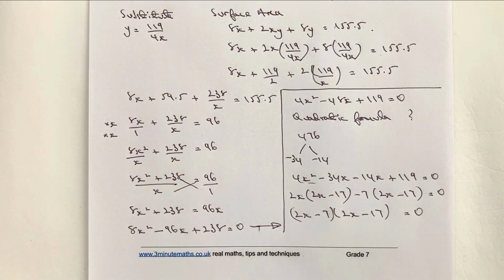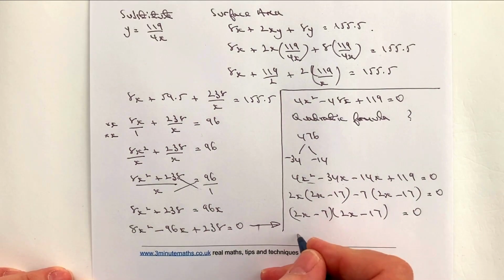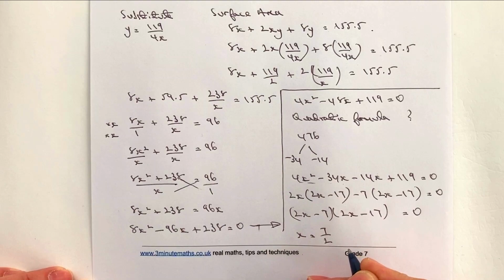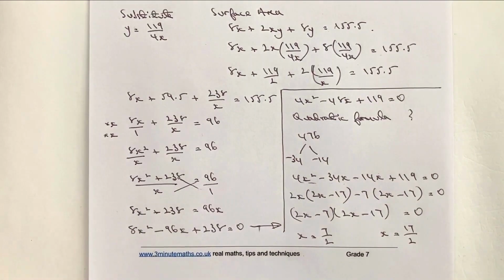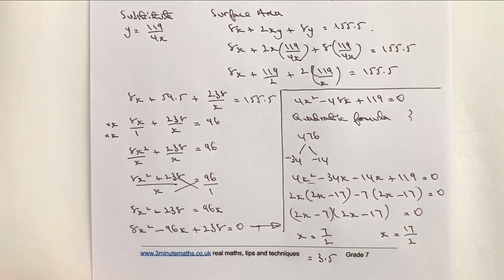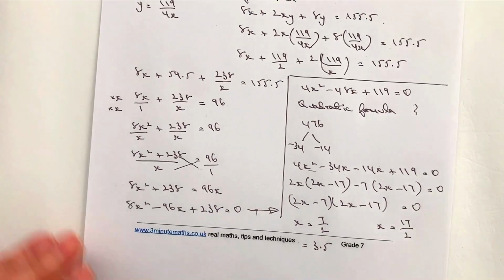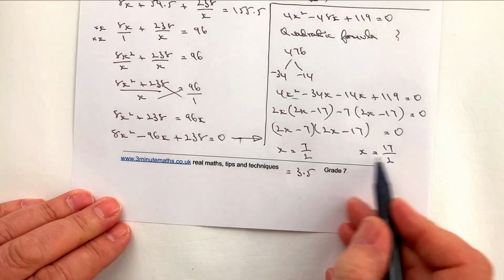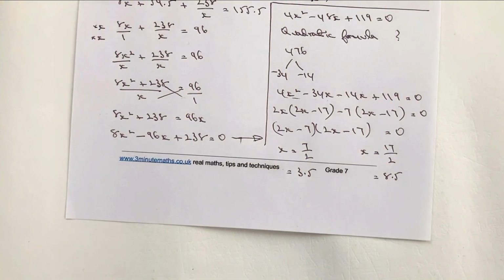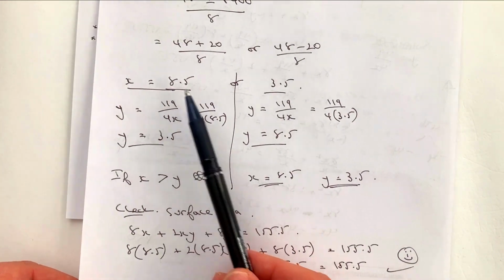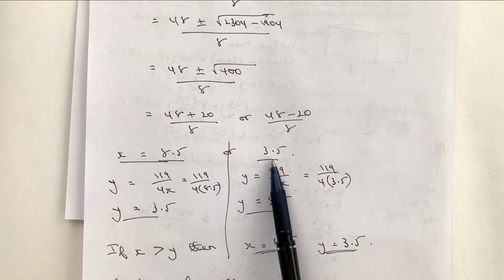And therefore, I've got two values of x. One value is x equals 7 over 2, and the other value is x equals 17 over 2. If I rewrite those as 3.5 and 8.5, you may recall from when I very briefly showed you the quadratic formula, we got 8.5 and 3.5. The quadratic formula will still give you exactly the same result.